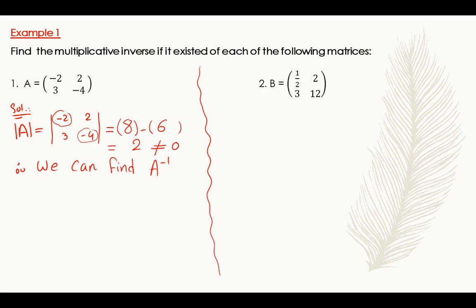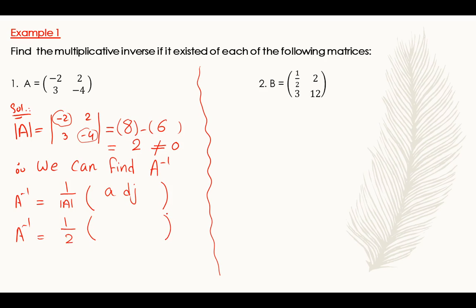Okay, the inverse of the matrix A. How can we find A inverse? A inverse equals 1 over the value of the determinant of A, multiplied by the adjoint matrix. So A^-1 will be equal to 1 over 2, multiplied by the adjoint matrix.